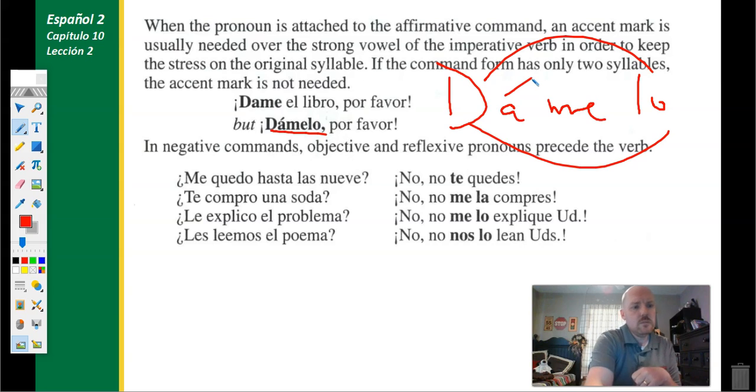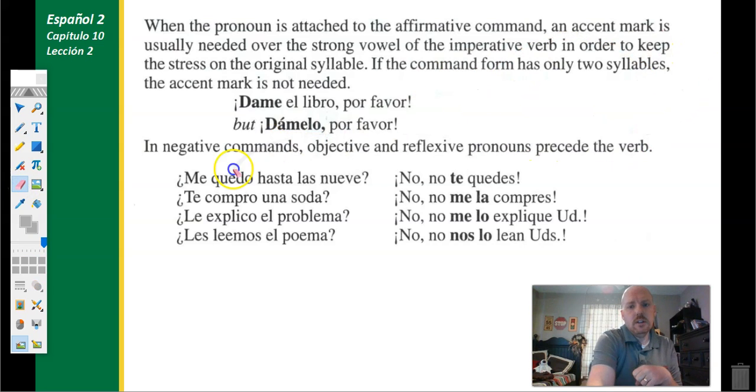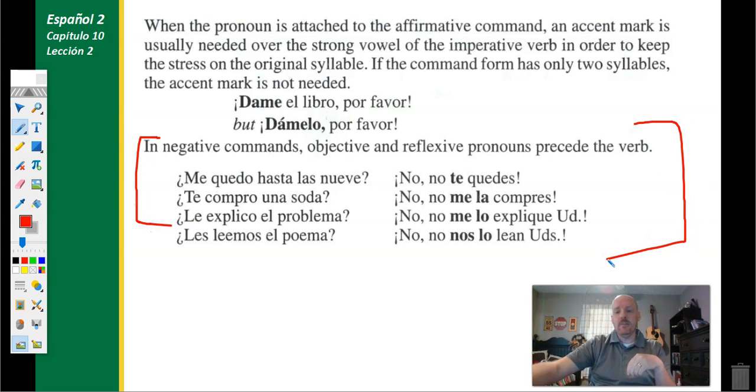I want to keep the sound of that original command verb, dámelo. All right? So with affirmative commands, we attach those pronouns to the end of the affirmative command. But that is only with affirmative commands. With negative commands, those pronouns are going to come before the negative command. With affirmative commands, they come after. With negative commands, those pronouns come before.